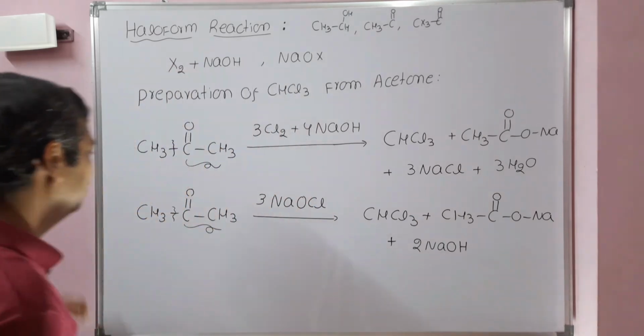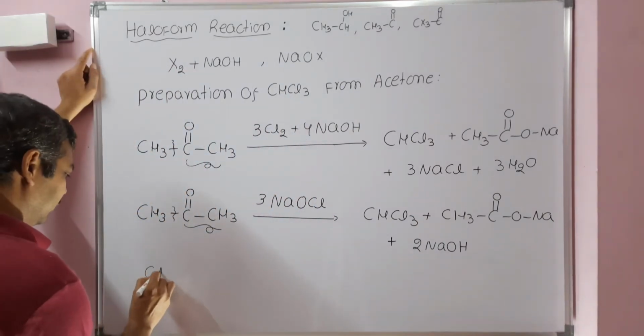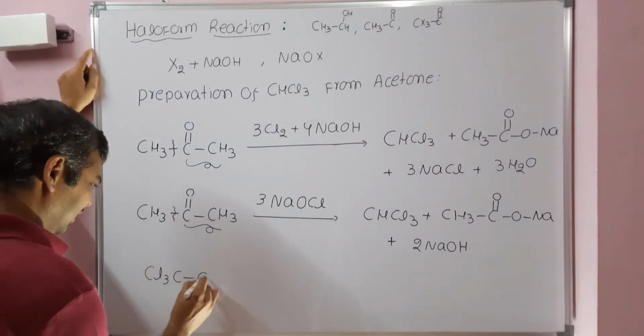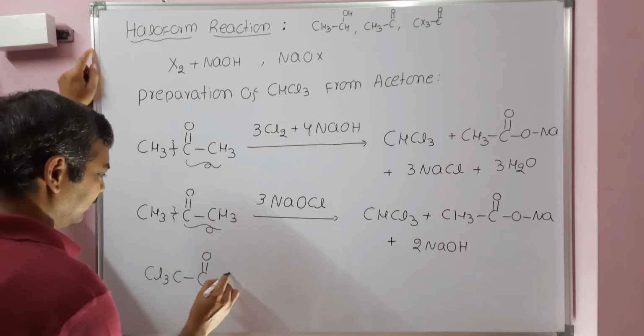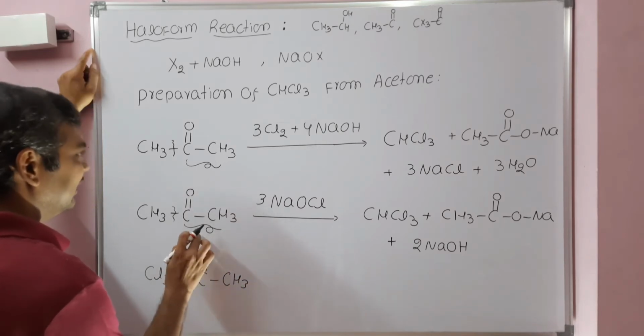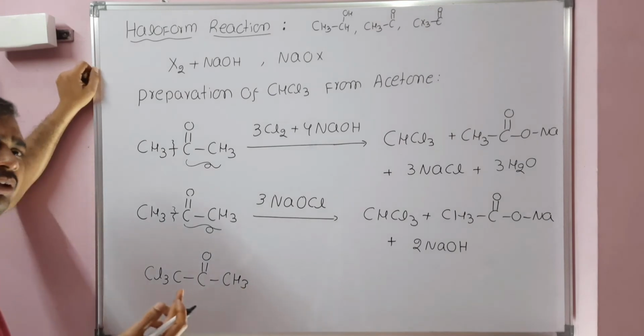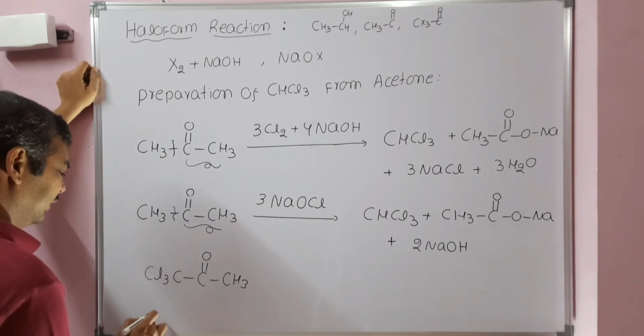Last example, trichloroacetone. This trichloroacetone is supposed to be obtained from either here or here. If you write the mechanism, you will clearly understand. This is trichloroacetone.